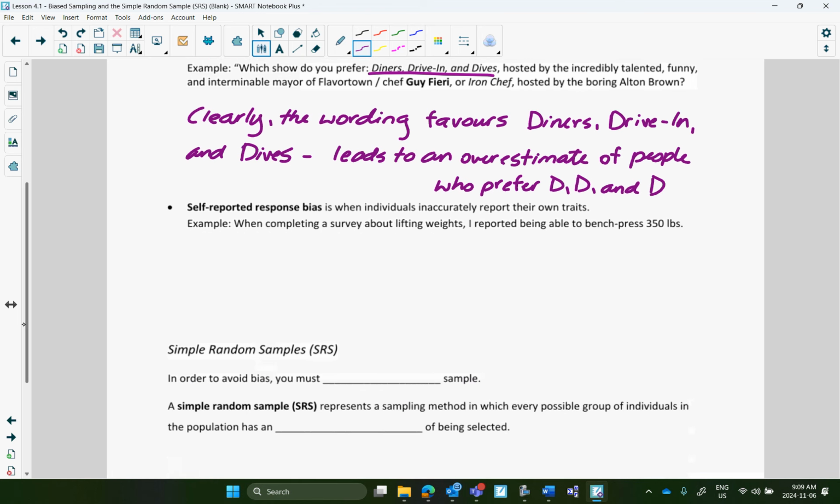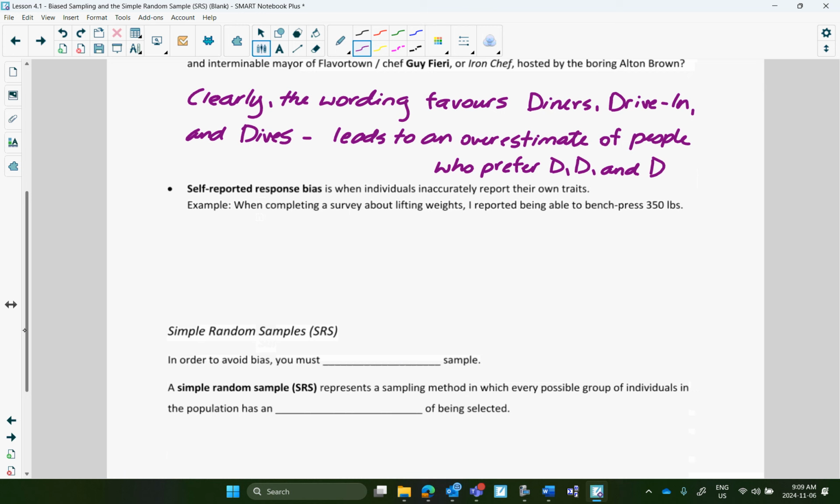Last one, we'll talk about self-reporting. That's when individuals inaccurately report about themselves. When completing a survey about lifting weights, I reported being able to bench press 350 pounds. Yeah, perhaps not. Obviously I went a ridiculously high amount, but let's say it was something like 200 pounds, and in reality, I could only bench press 75. Which is completely untrue.